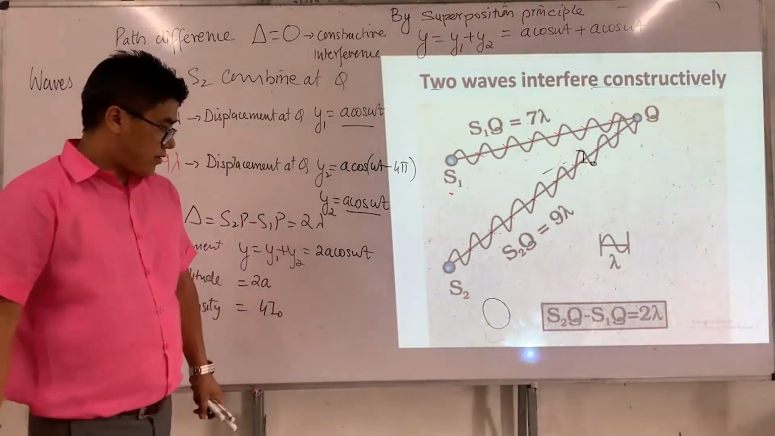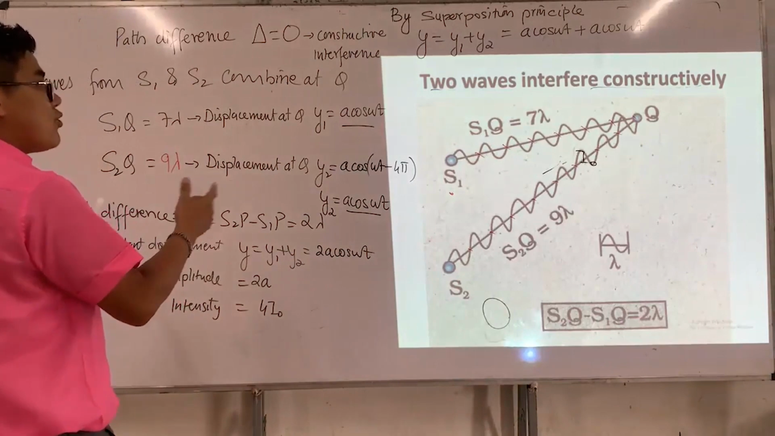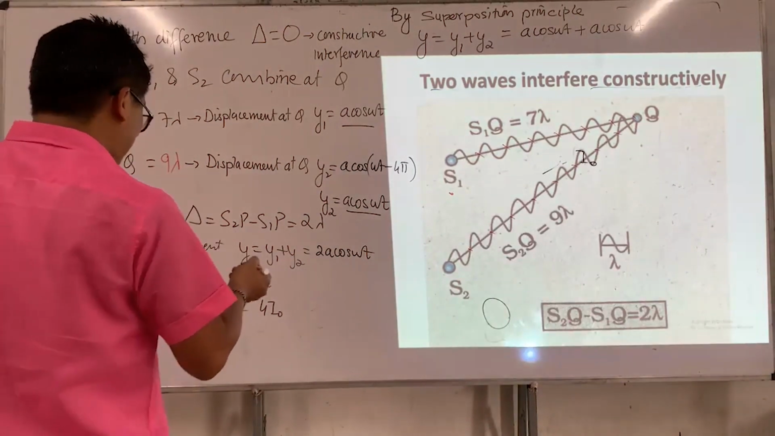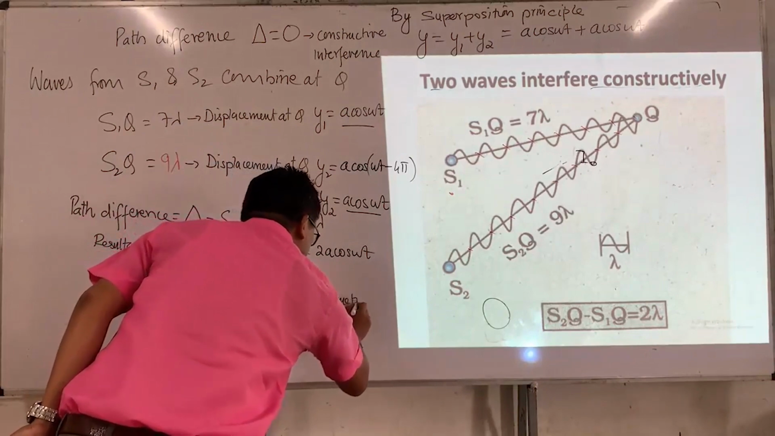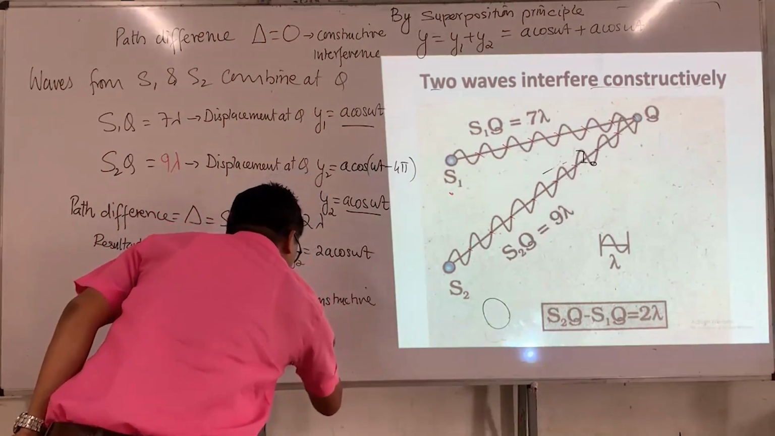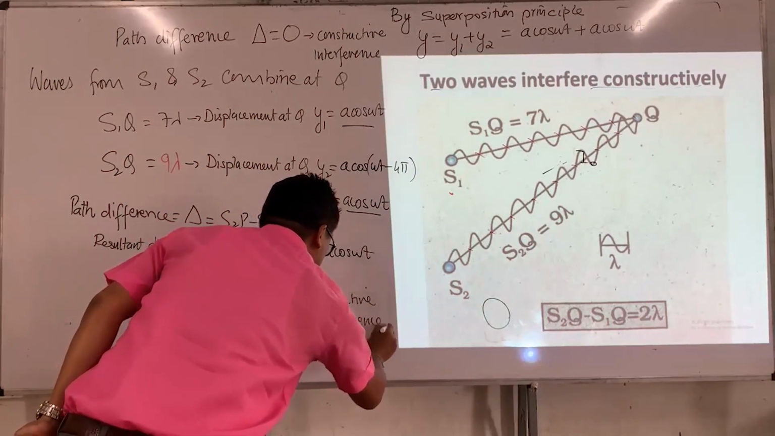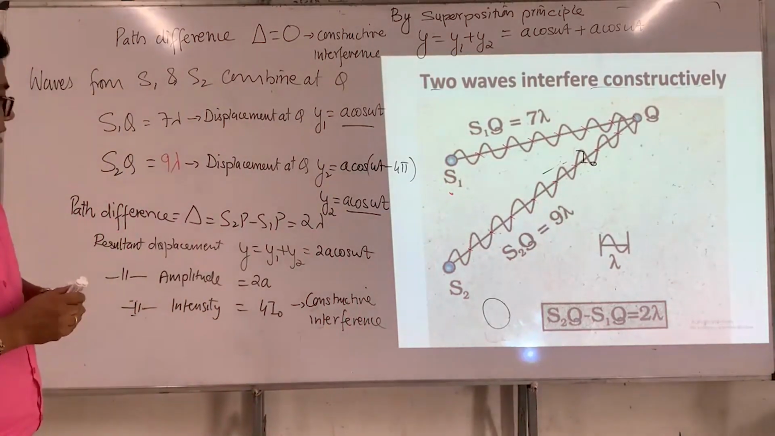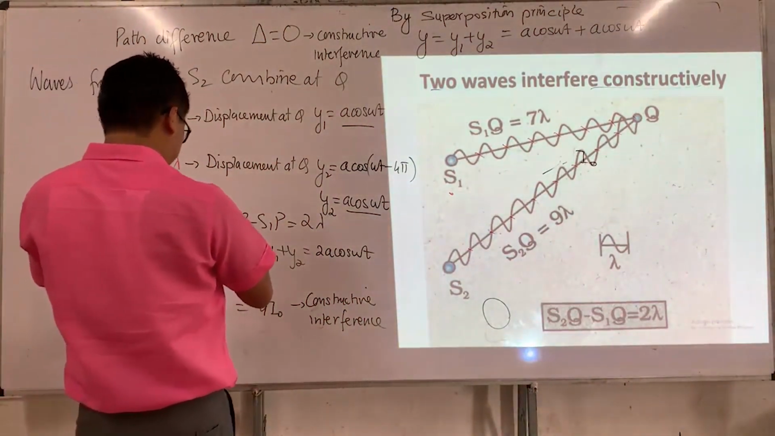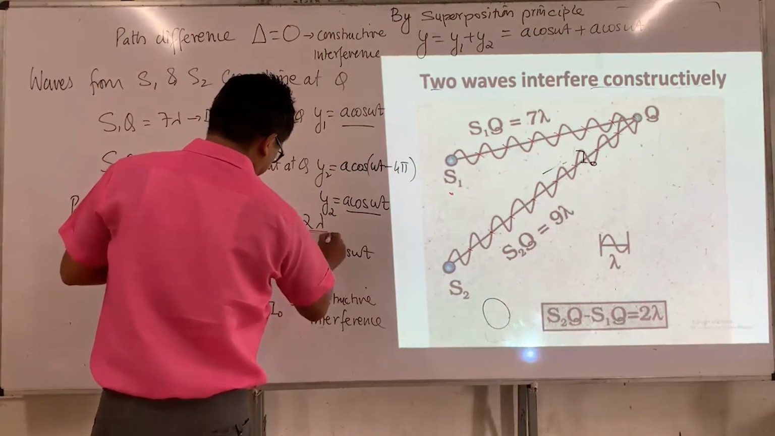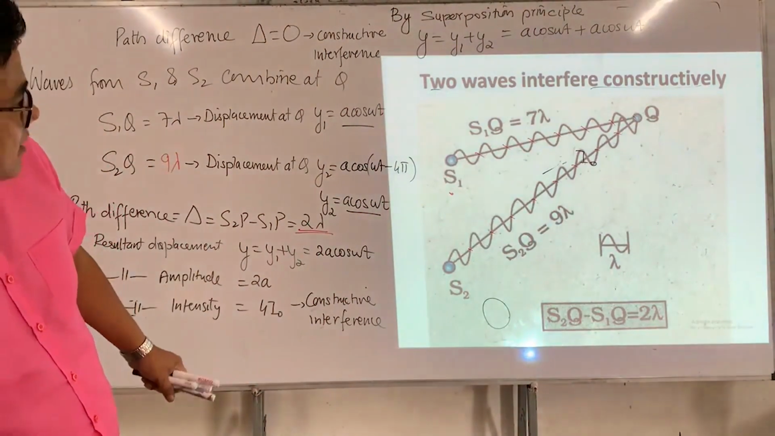What about the resultant intensity? It is 4 I naught. So this is what we call constructive interference. Two waves interfere constructively. This is what we call constructive interference, when the path difference is 2 lambda. Okay, now next, this is path difference 2 lambda.